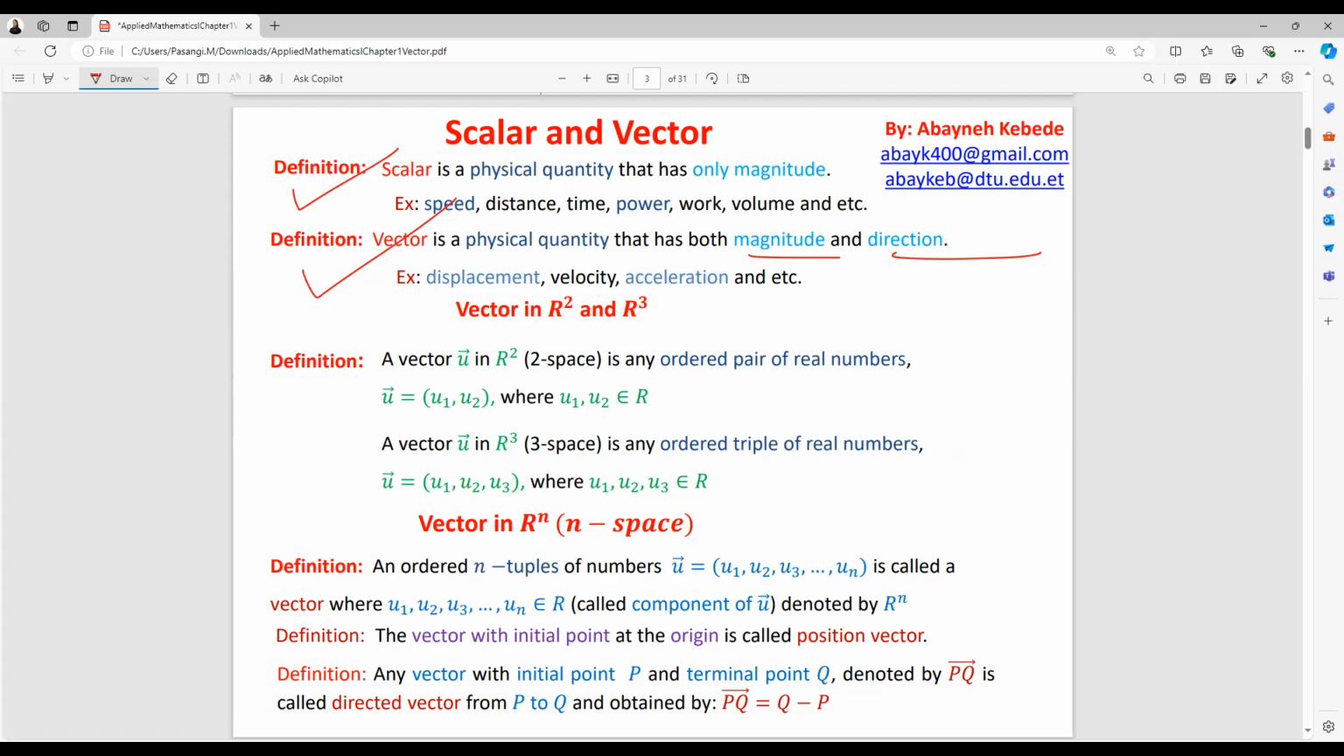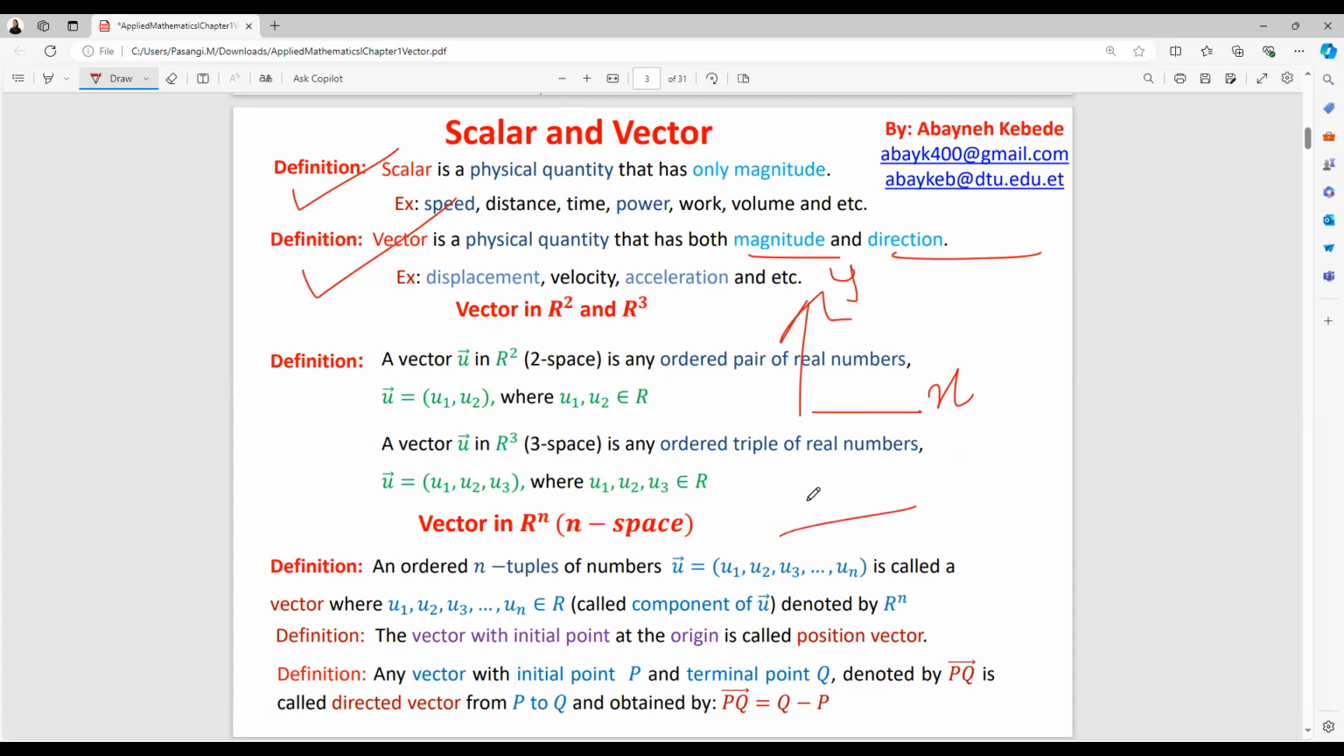3D space. Okay, 3D space. So here is the definition: a vector u in R squared, which means two-space, is any ordered pair of real numbers. So how are we going to denote this vector? The vector u would be u1, u2, which would be either x and y. Because that is 2D, and 2D means we have only two directions, two dimensions.